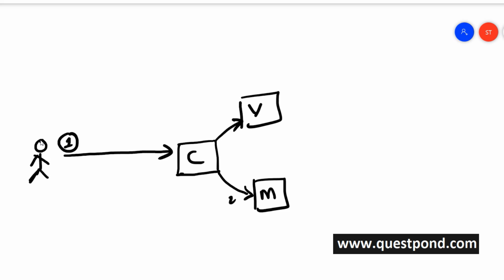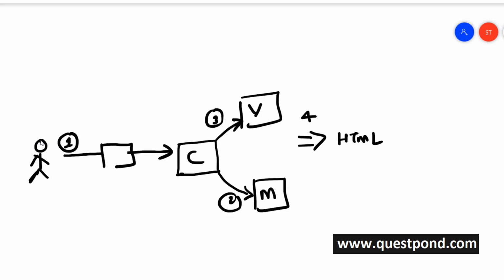Afterwards, the controller takes the data from the model and applies it to the view, and that is sent as HTML to the browser, right? So this is how the flow is. Now, if you want to insert some pre-processing logic before the request hits the controller, that's where middleware comes into the picture. Middleware comes into the picture in the request pipeline before the request hits the controller.